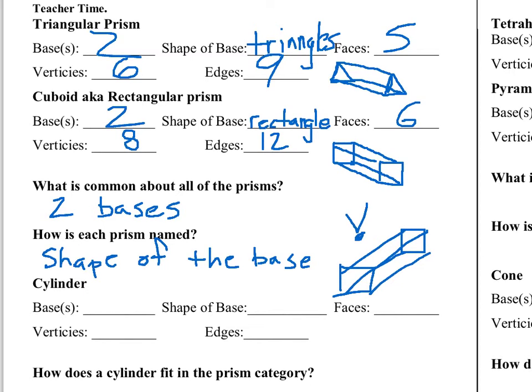All right, let's talk really quickly about cylinders. Cylinders are slightly different, but I'm going to talk about them at the same time we talk about prisms. Looking at a cylinder, like a can, how many bases does a cylinder have? 2. What's the shape of the base? Circle.